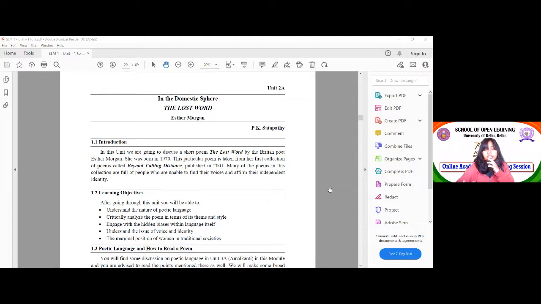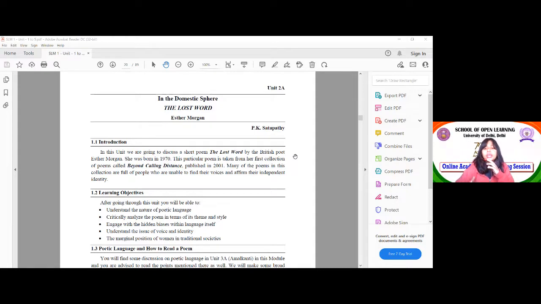As you can see, the learning objectives of this chapter are to understand poetic language, mainly how to read a poem. Then it is to critically analyze a poem. That is what I was telling you. This is not just necessary for a poem, but whenever you read something, whether a story, short story, novel or poem, you should be able to understand its deeper meaning, not just what is right there in front of you. So you should understand the theme and the style and the way the author or the poet is trying to bring out more complicated stuff.